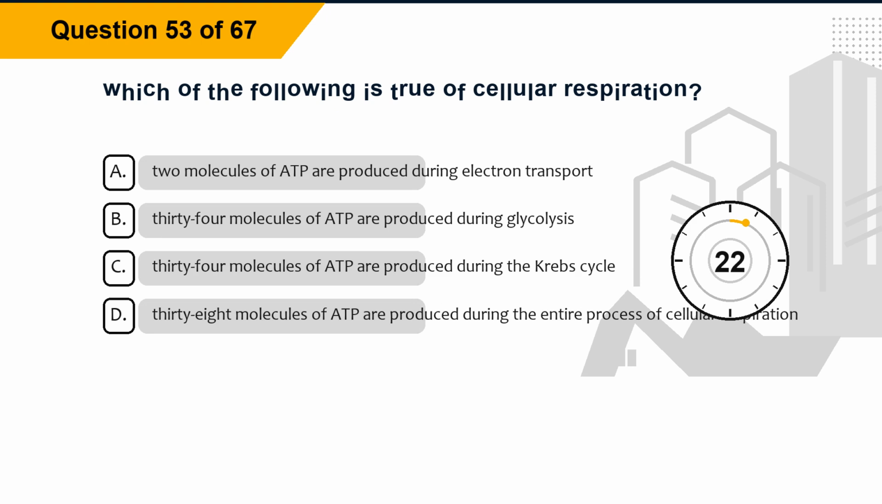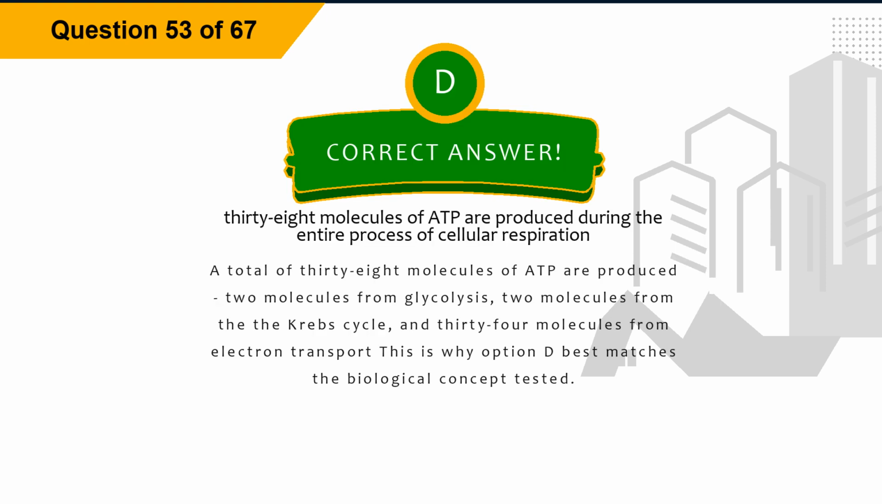Question 53. Which of the following is true of cellular respiration? Option A, 2 molecules of ADP are produced during electron transport. Option B, 34 molecules of ADP are produced during glycolysis. Option C, 34 molecules of ADP are produced during the Krebs cycle. Option D, 38 molecules of ATP are produced during the entire process of cellular respiration. The correct answer is option D. Explanation. A total of 38 molecules of ATP are produced, 2 molecules from glycolysis, 2 molecules from the Krebs cycle, and 34 molecules from electron transport. This is why option D best matches the biological concept tested.